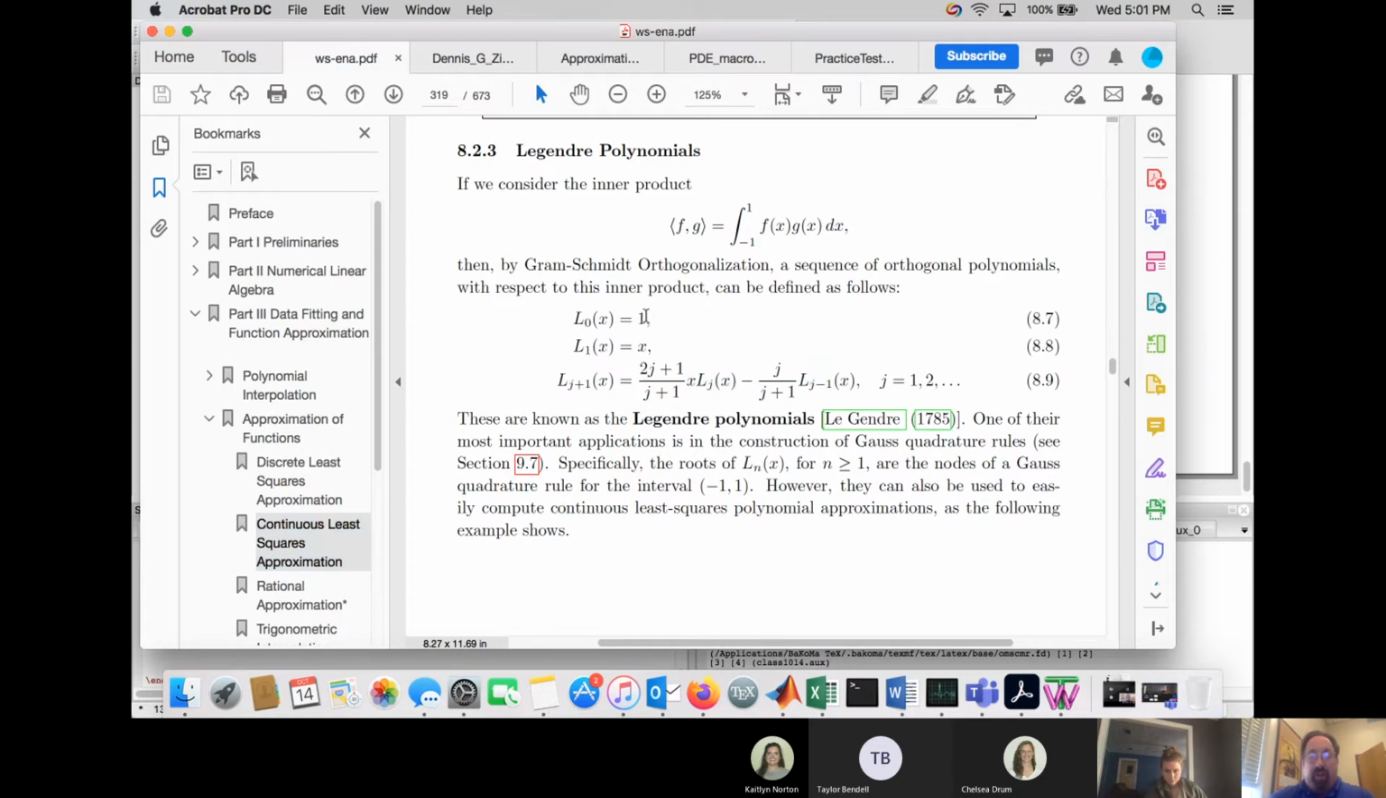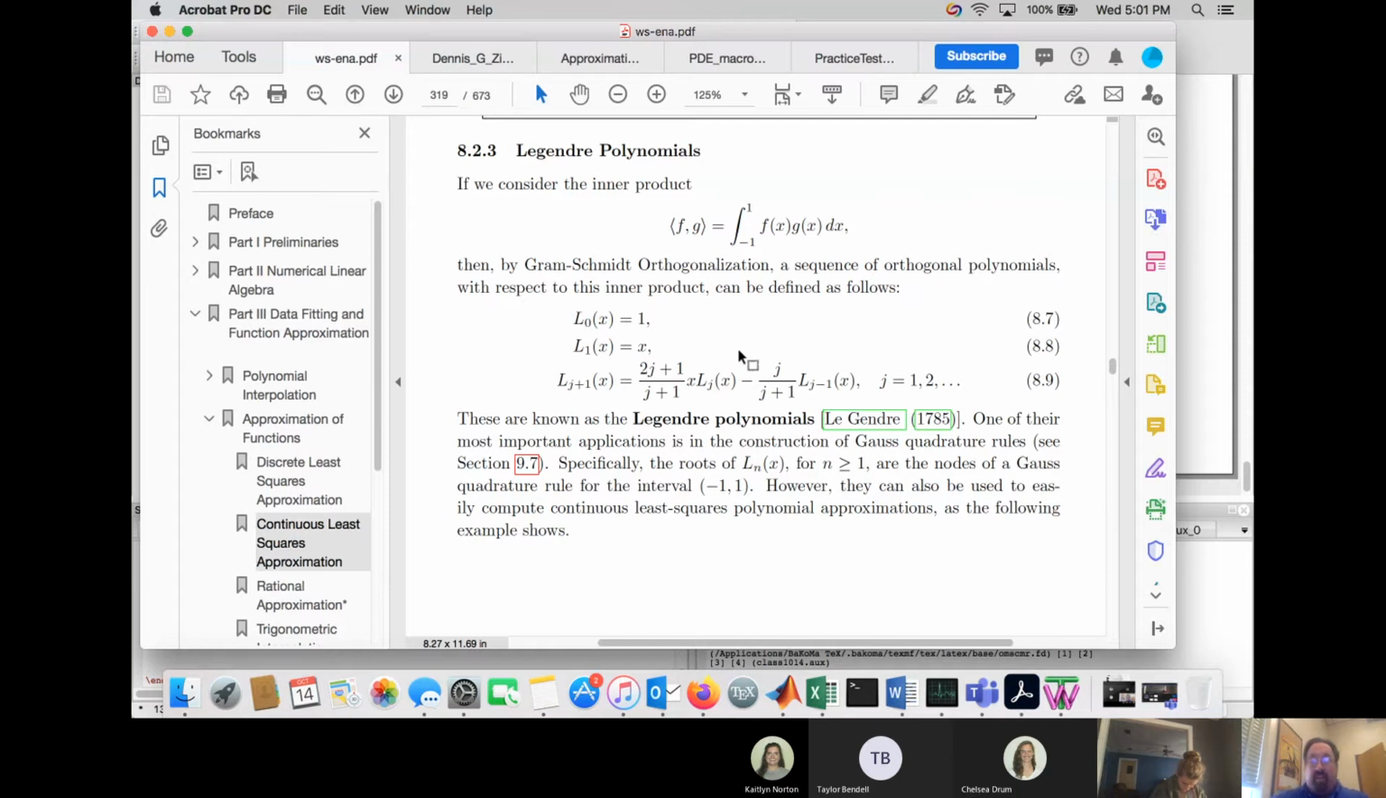So we start out with 1, and then the next one is x, and then the three-term recurrence. This is equivalent to the three-term recurrence that I just showed you. It's just that these are normalized a little differently. The ones I showed were monic, but these have a different normalization. These are not monic because we have this fraction here. The leading coefficient is (2j plus 1) over (j plus 1) times whatever leading coefficient L_j had before.